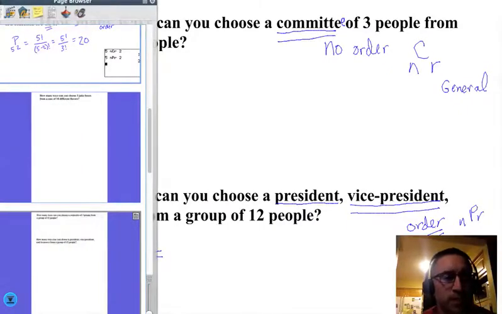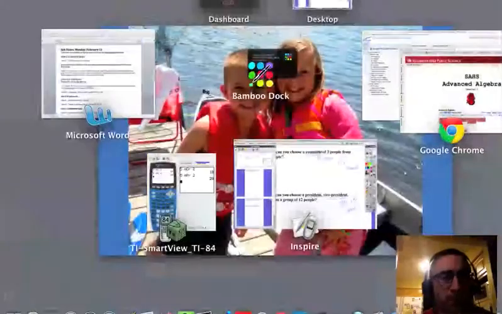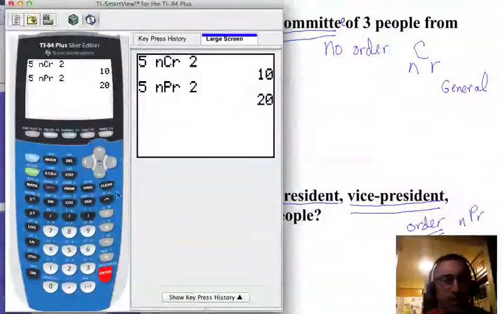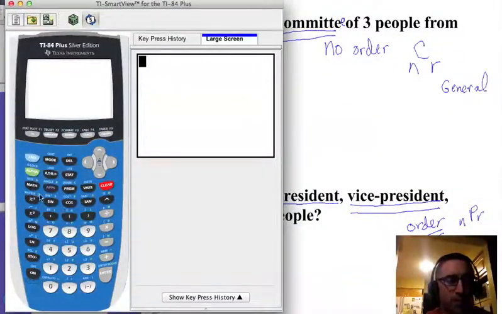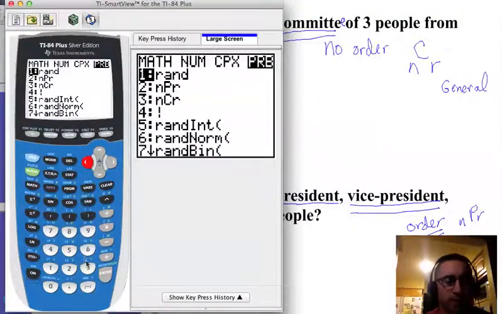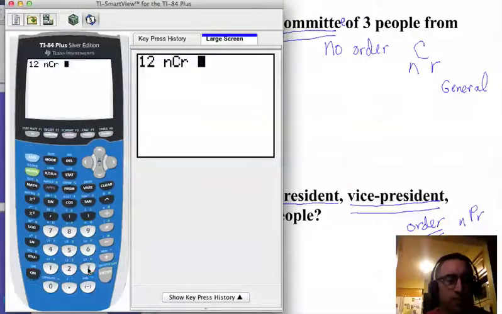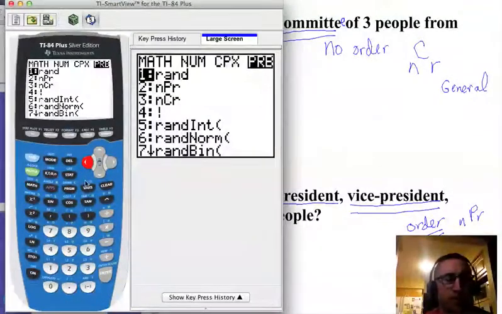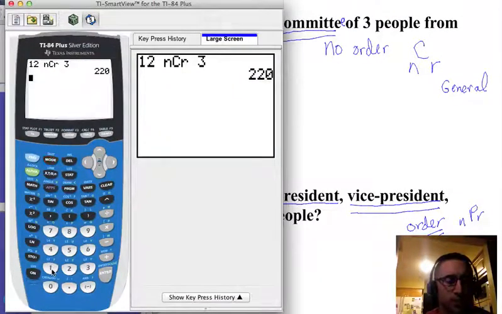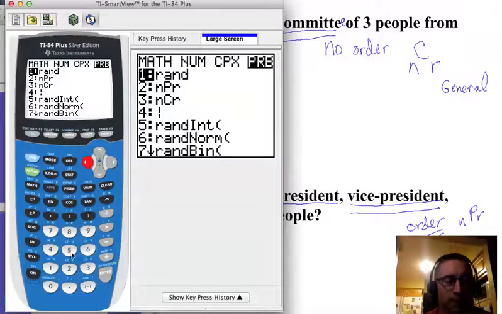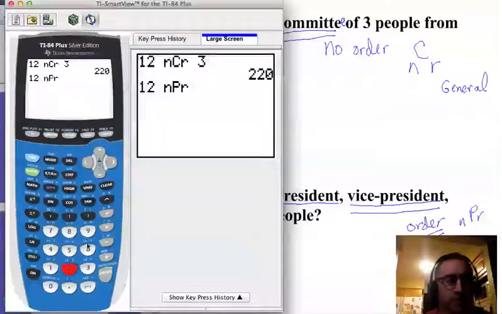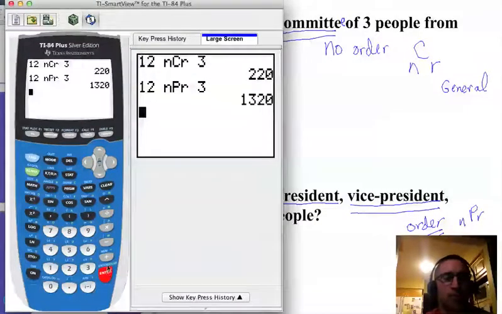Again, we can use our calculator and put these in. We have to put in the 12 first. Math, probability, combination, 3. Or math, probability, let's come out of there. I have to put the 12 in first. Math, probability, number 2, permutation, choose 3.